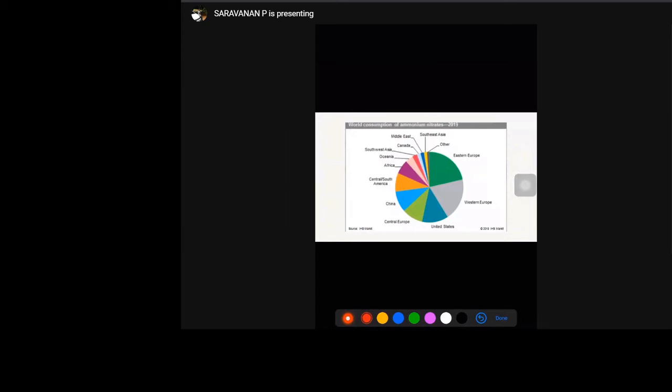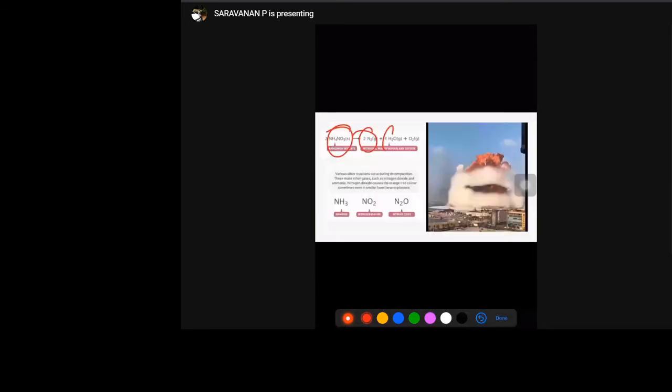So this is the decomposition reaction. Ammonium nitrate is there. We get nitrogen, water, and oxygen. Along with that, we get ammonia, nitrogen dioxide, and nitrous oxide.